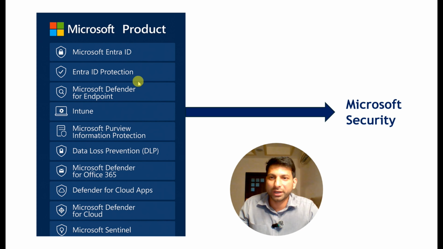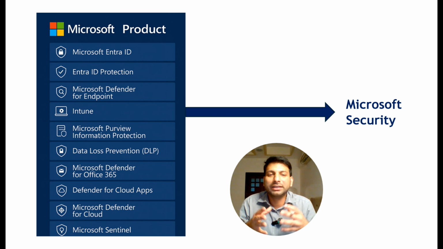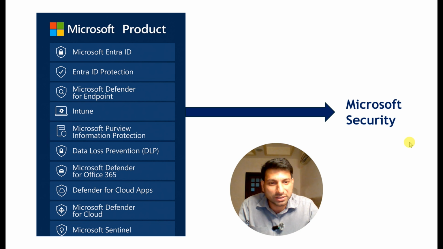In general, for security purposes, we have Microsoft Entra ID Protection, Defender for Endpoint, Intune, Microsoft Purview information protection, data loss prevention (DLP), Microsoft Defender for Office 365, Defender for Cloud Apps, Microsoft Defender for Cloud, Microsoft Sentinel. Then one more is there, Defender for Identity, that's not written here. So these are the different products that Microsoft offers to us for Microsoft 365 security.